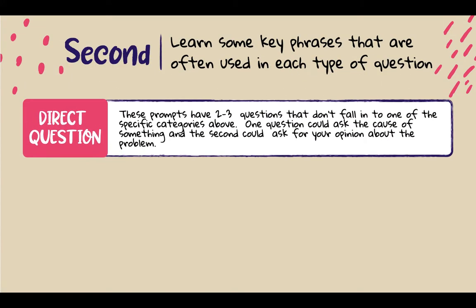For the direct question, there are no key phrases associated with this, but these prompts have 2 to 3 questions that don't fall into one of the specific categories we just talked about. One question could ask the cause of something, and the second could ask for your opinion about the problem. So not cause solution, but the cause and the opinion. So it's a little bit different.